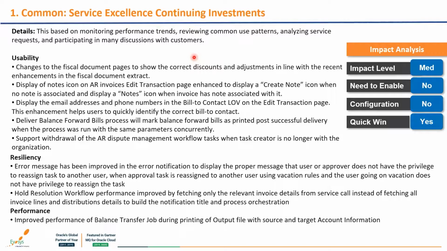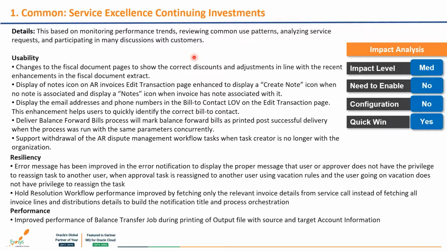Then for the balance forward bill process, there is a minor enhancement. The status of this process will be updated to printed after successful delivery of the process when it is run concurrently with the same parameters. Then for AR dispute management, let's say a user has initiated a dispute transaction and before it was approved, the user left the organization. In that case, we can withdraw such disputes. So these were the updates from a usability perspective.